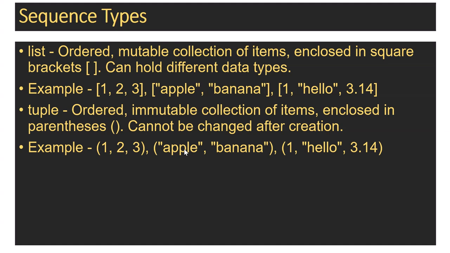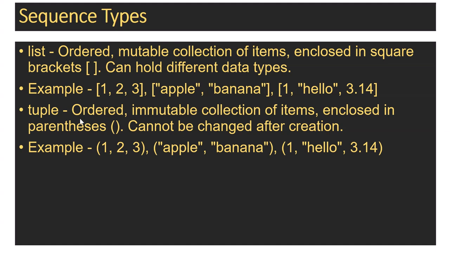You cannot change it to another fruit. So after creation, a tuple cannot change. That's what we mean by it being an immutable collection of items. Good. In our future tutorial, we'll have an exclusive discussion about list and tuple, and we're going to understand more.